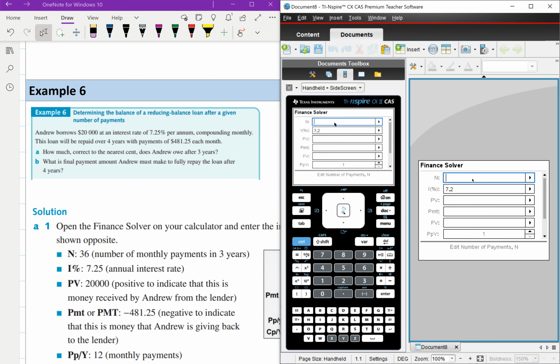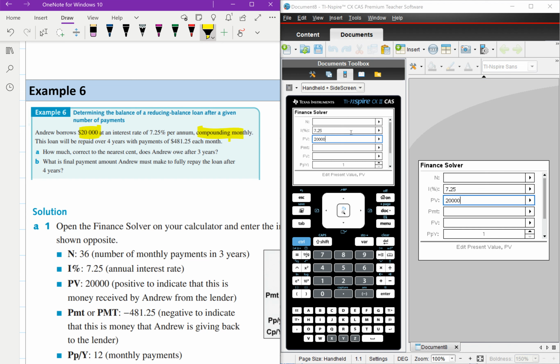So they said Andrew borrows $20,000. That's the amount Andrew borrowed to start off with, so the initial amount, the present value PV, is $20,000. The interest rate is 7.25% per annum, so you can literally just type in 7.25 in the I percent field. So I'm typing in 20,000 for the present value. And it's compounding monthly, so we know it's monthly now.